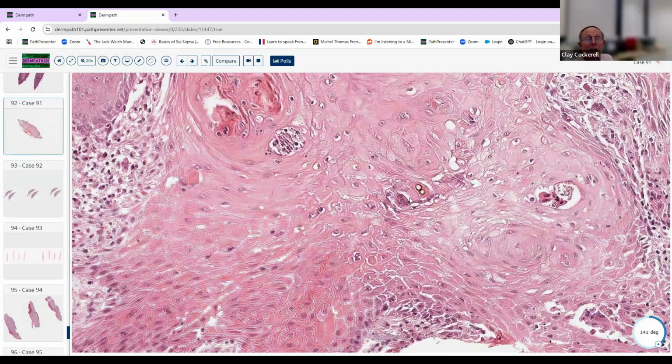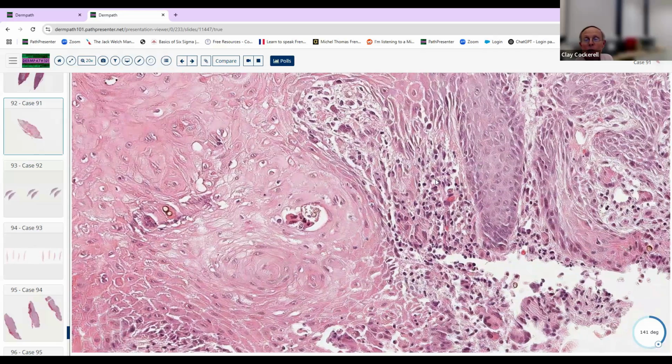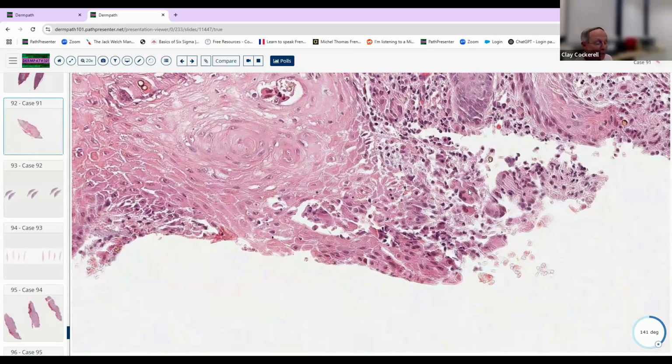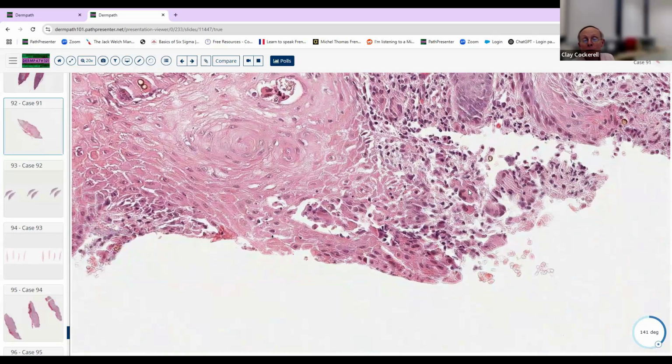Brown. Here's another area. Copper pennies. Medlar bodies. Diagnosis is chromoblastomycosis. Chromoblasto. Here we got another one. Lots of them here. And that's when they show you on the board.